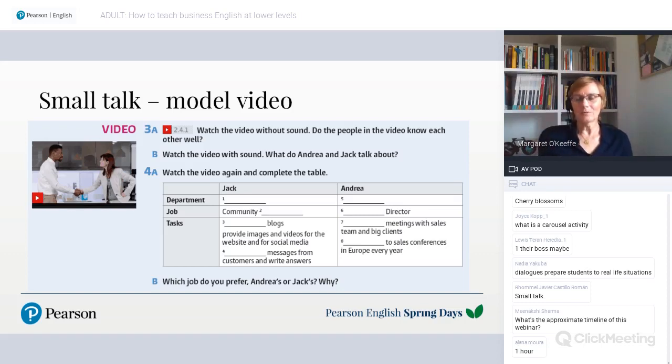Then they're going to listen with the sound on, to see if what they talked about was what they thought. Then exercise 4, they're going to get more detailed listening, where they're going to listen for some of the key information from that. And then there's a little personalized question at the end, which says, which job do you prefer, Andreas or Jack's?